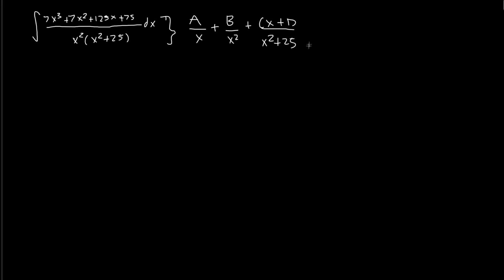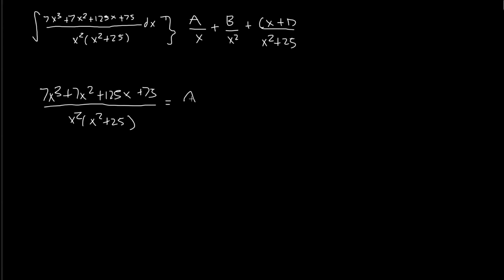And the next step here is going to be finding the values of A, B, C, and D. So in order to do that, we're going to rewrite the whole fraction here. So it's 7x cubed plus 7x squared plus 125x plus 75, all over x squared times x squared plus 25. And we are saying that this is equivalent to A over x plus B over x squared plus Cx plus D over x squared plus 25.